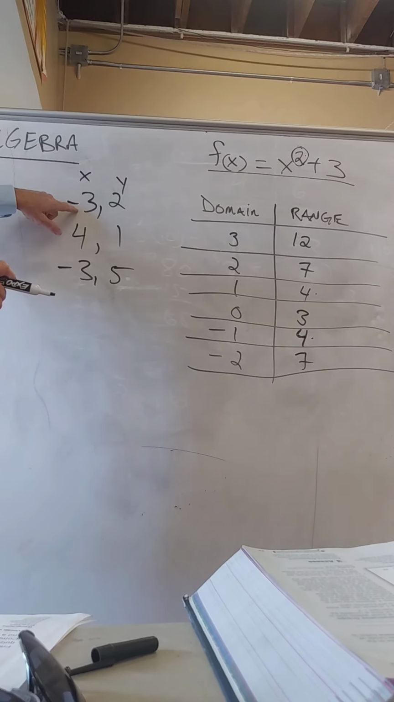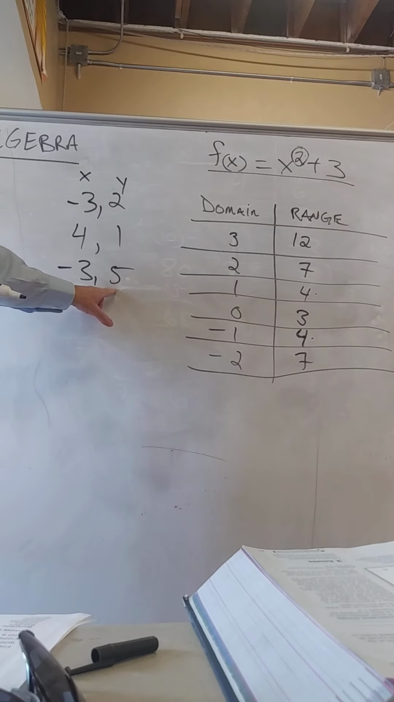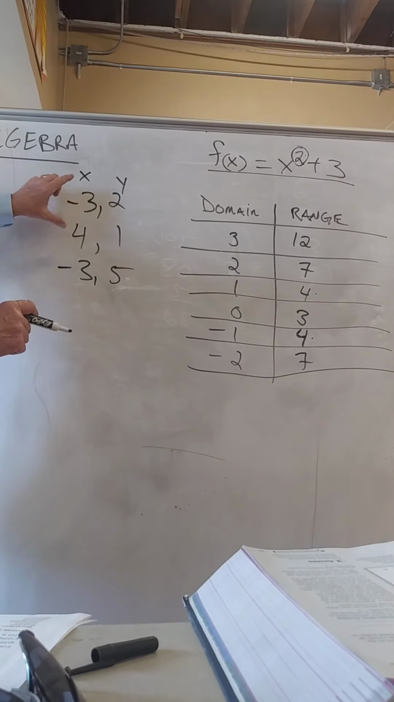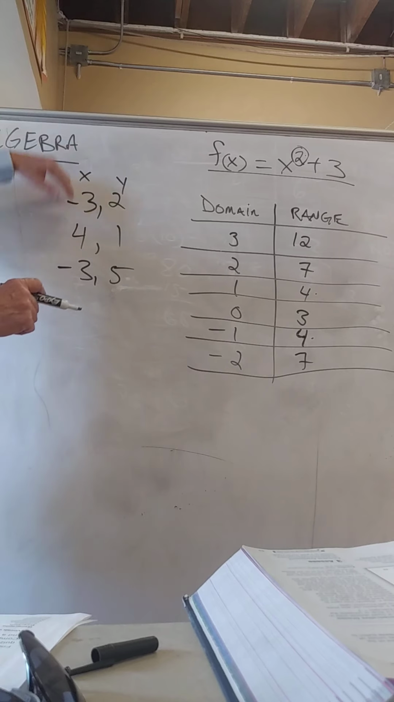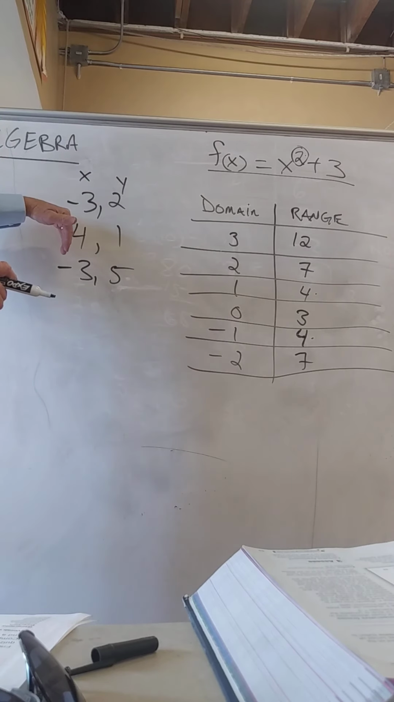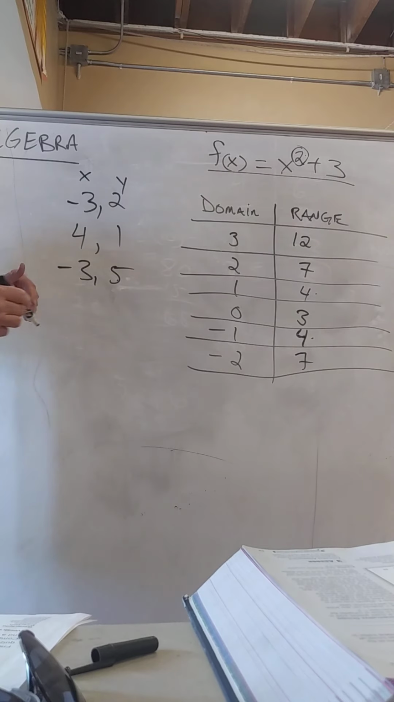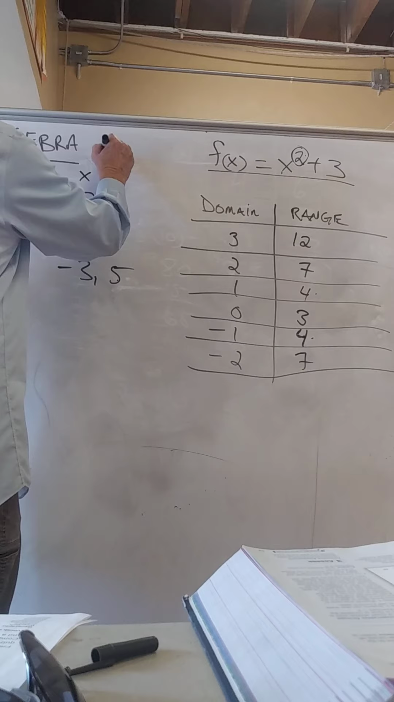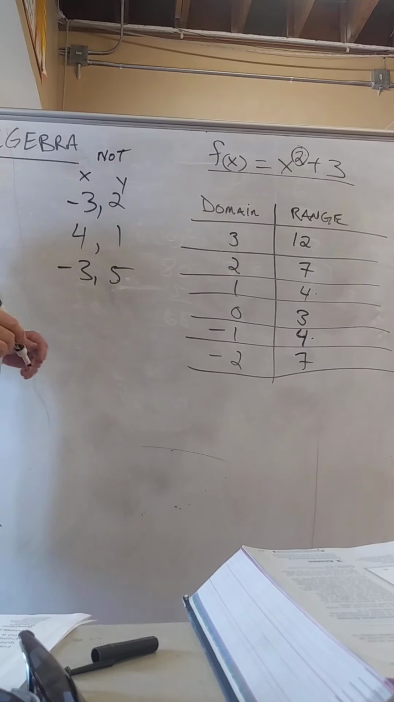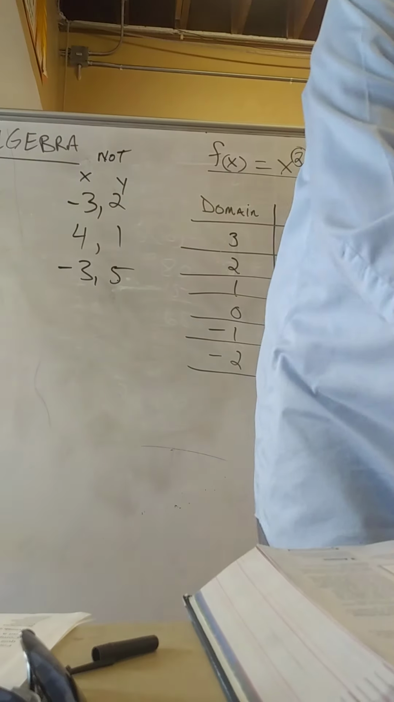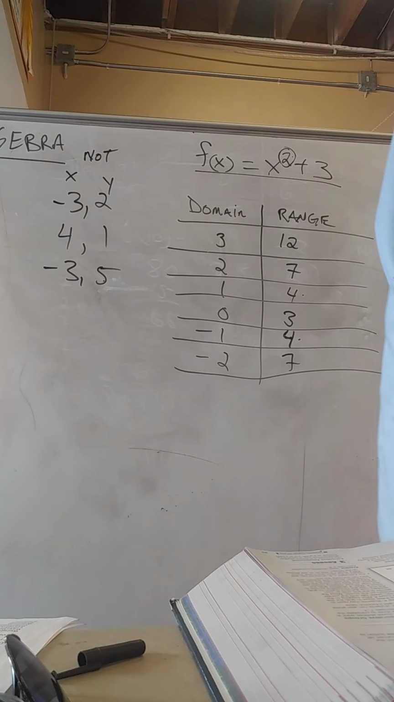So you've got a -3 and 2, 4 and 1, a -3 again. Is it 2? No. So whenever you have more than one of the same number in the X column, in the domain, and a different number in the range, then this is not a function. All right? So, F is no.